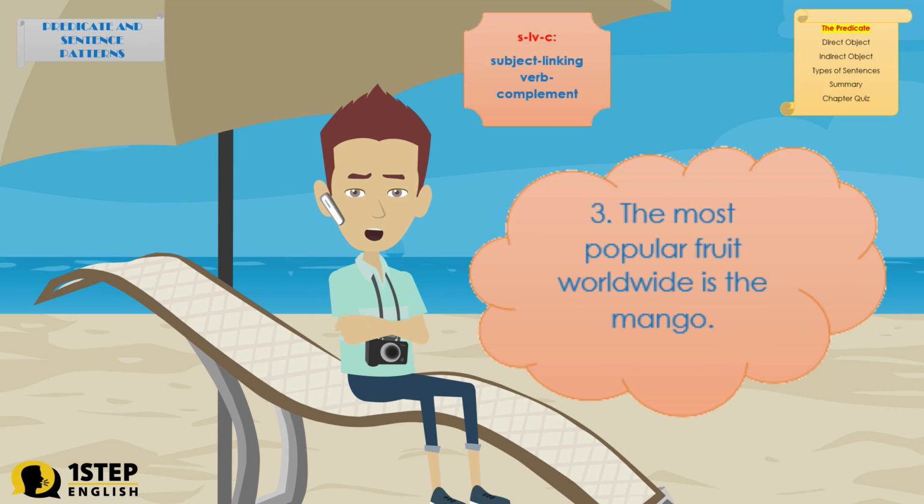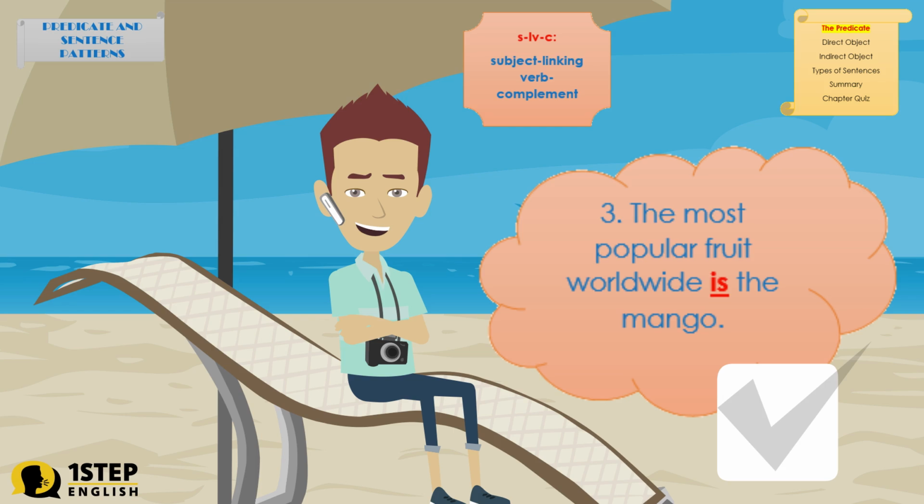3. The most popular fruit worldwide is the mango. Let's check your answer. Yes. It follows the S, LV, C. The word, is, is a linking verb. Mango, renames, most popular fruit.